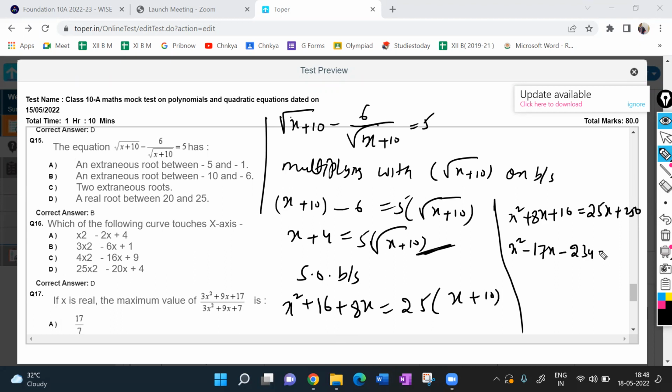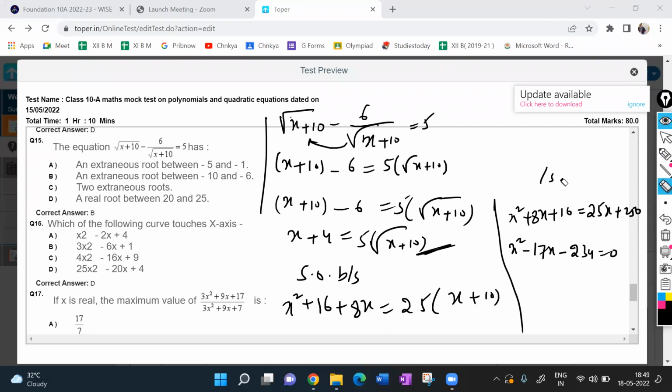Many people are thinking why I multiplied on both sides. Beta, what did I do? Just cross multiply on both sides, taking LCM and cross multiply. Same thing I'm getting again. Very simple. Look at it here. So x square minus 17x minus 234 is equal to 0.